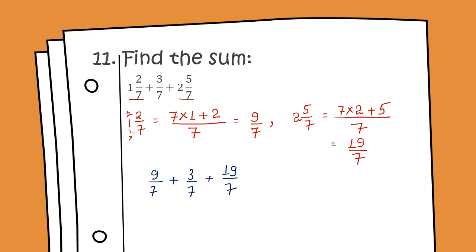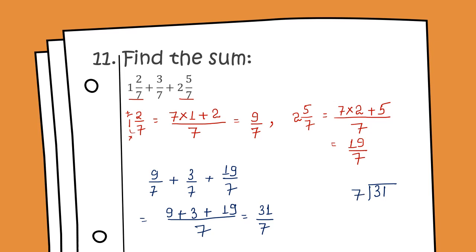So 3 numbers are given to us. We have to write the denominator as 7 because all the 3 fractions are like fractions. So 7 is a common denominator. We will write the denominator as 7 and add the numerators. Here 9 plus 3, 12. 12 plus 19, 31 upon 7. Now convert it into mixed fraction.